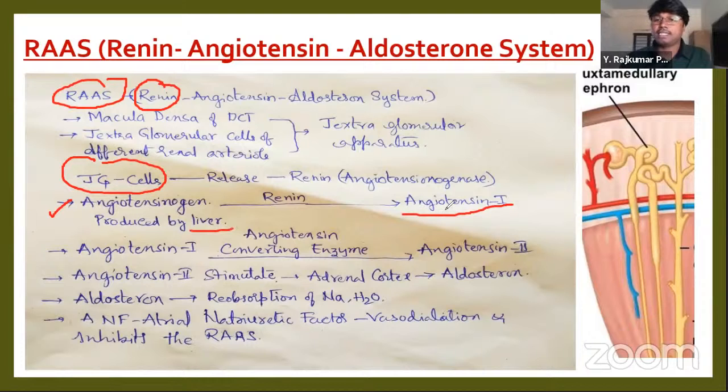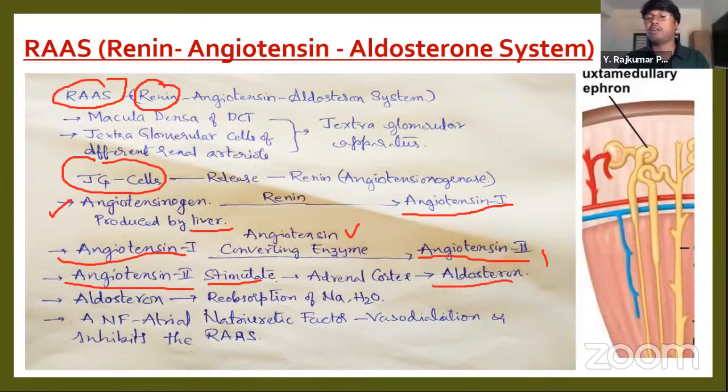Let's see next what happens to the angiotensin 1. This angiotensin 1 converts into angiotensin 2 with the help of another enzyme called angiotensin converting enzyme. Angiotensin 2, which is formed by this process, stimulates the adrenal cortex to release the hormone called aldosterone.